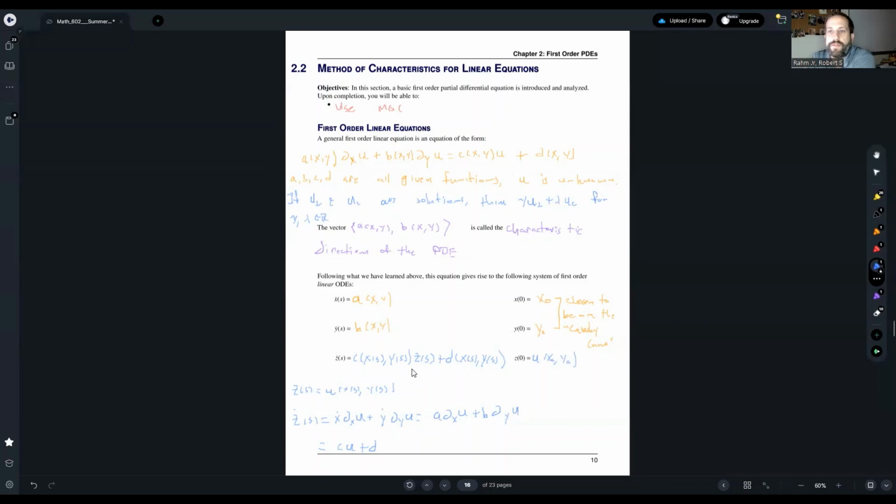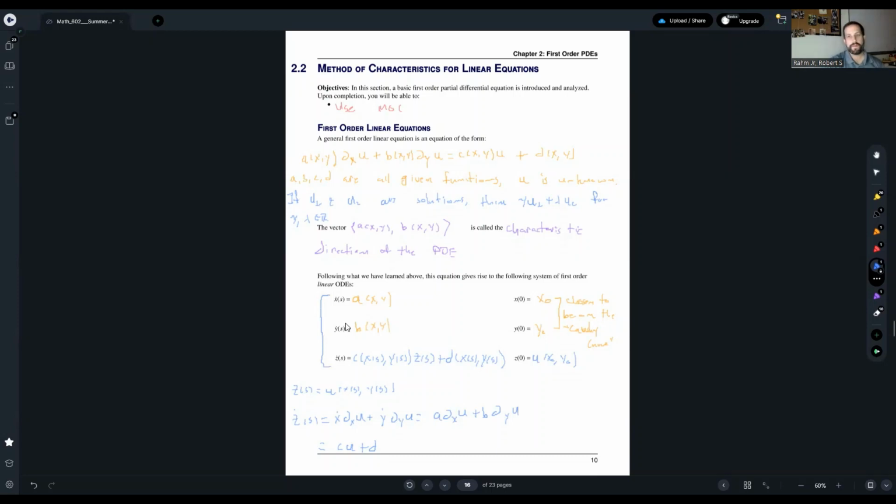I want to make a couple of observations. This is a system of ordinary differential equations. The only independent variable is s, and the derivative of x is given as a function of x and y. The derivative of y is given as a function of x and y. But notice the derivative of z is given as a function of x, y, and z. We saw that in the last example we did. In general, this is the most general linear framework that we can have.